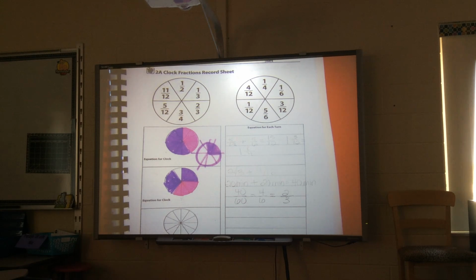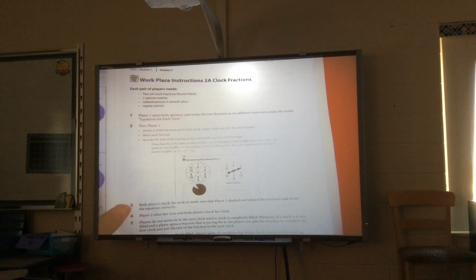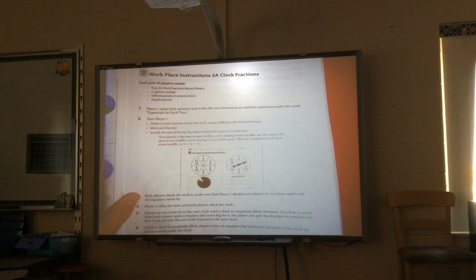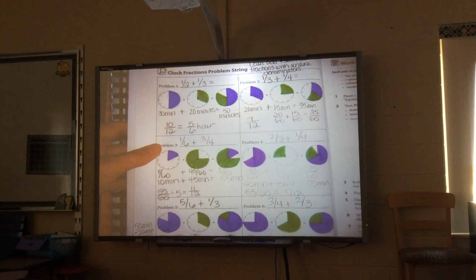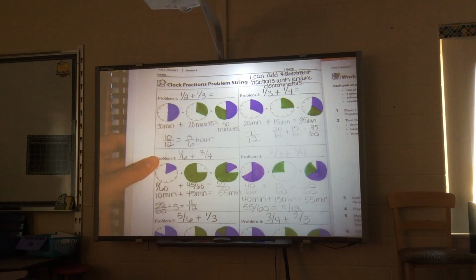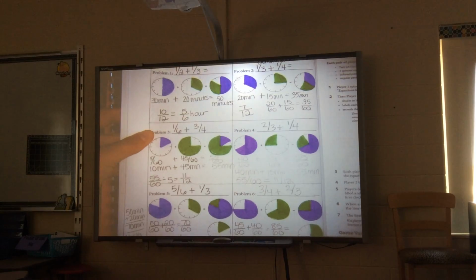Okay? Those are the directions for Workplace 2A, clock fractions. Again, make sure you use the problem string page 36 in your student book to help you. This is the exact same thing that we did today.